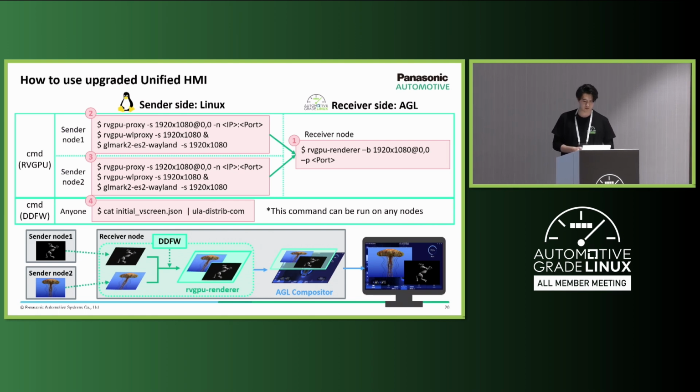When connecting to RBGPU proxy and RBGPU renderer, please set correct IP addresses and ports as options. And after launching the applications is completed, please run the URL command to control the layouts of the two applications on RBGPU renderer surfaces. When you execute these commands on AGL home screen, you can see the result displayed on your screen as shown in the figures below.